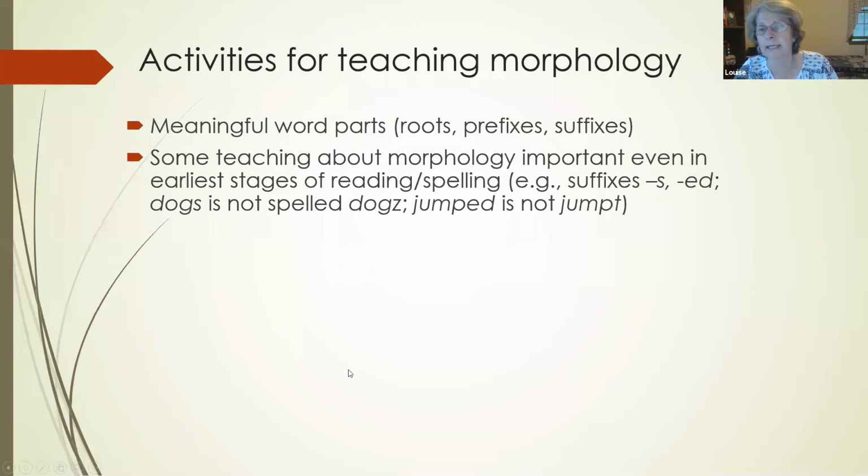For example, at a first grade level, the teacher might be teaching children about common suffixes like final S and ED, because otherwise children will want to spell dogs like D-O-G-Z, because it does sound like a Z at the end, or jumped sounds like it ends in a T. Children need to be taught, that's what it sounds like, but when we're talking about more than one, a plural, we add an S, or sometimes it's an ES, and if we're talking about something that happened in the past, it's always going to be an ED, not just a T or something like that.